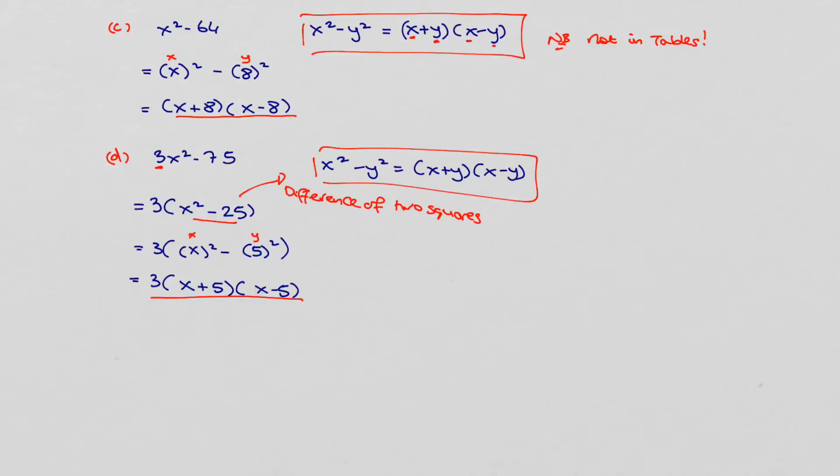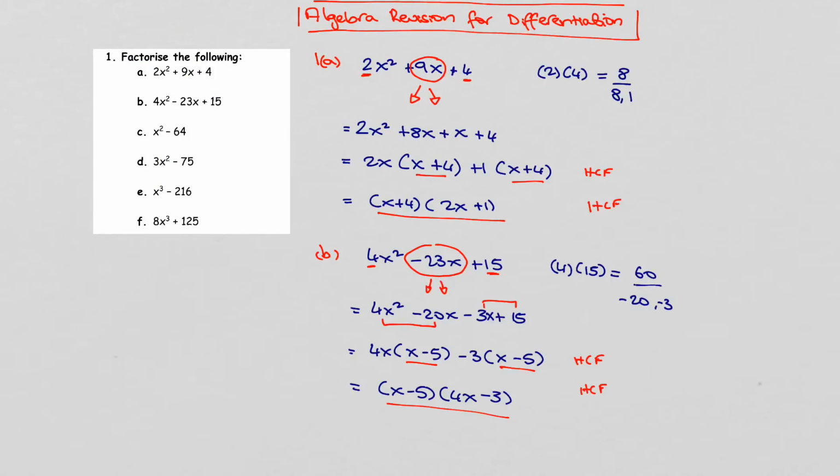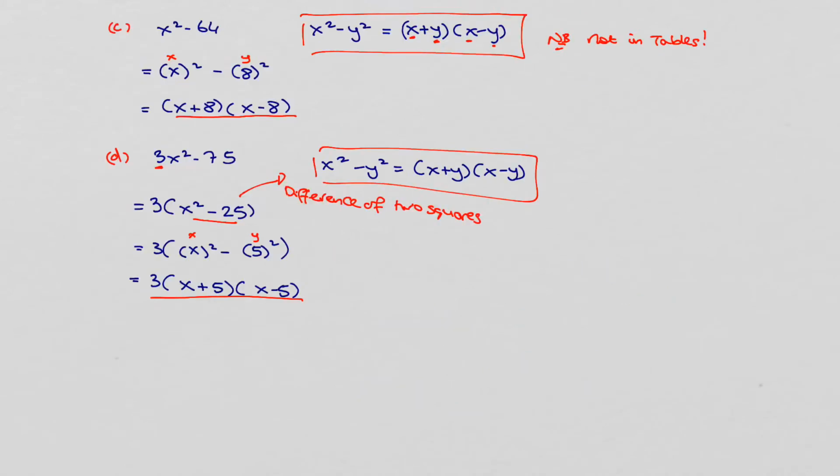Okay, so if we look at E next, E is x cubed minus 216. So again, it might look a little bit like our difference of two squares, but of course this time we have a cube. So it is going to be our difference of two cubes. And again, our difference of two cubes is not in our tables. So again, we have to know this off by heart as x minus y times x squared plus xy plus y squared.